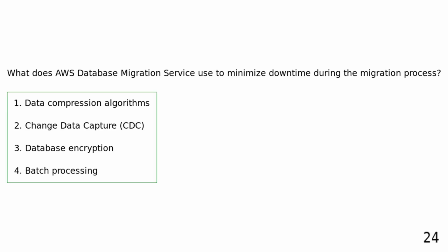What does AWS Database Migration Service use to minimize downtime during the migration process? Data compression algorithms. Change data capture. Database encryption. Batch processing.